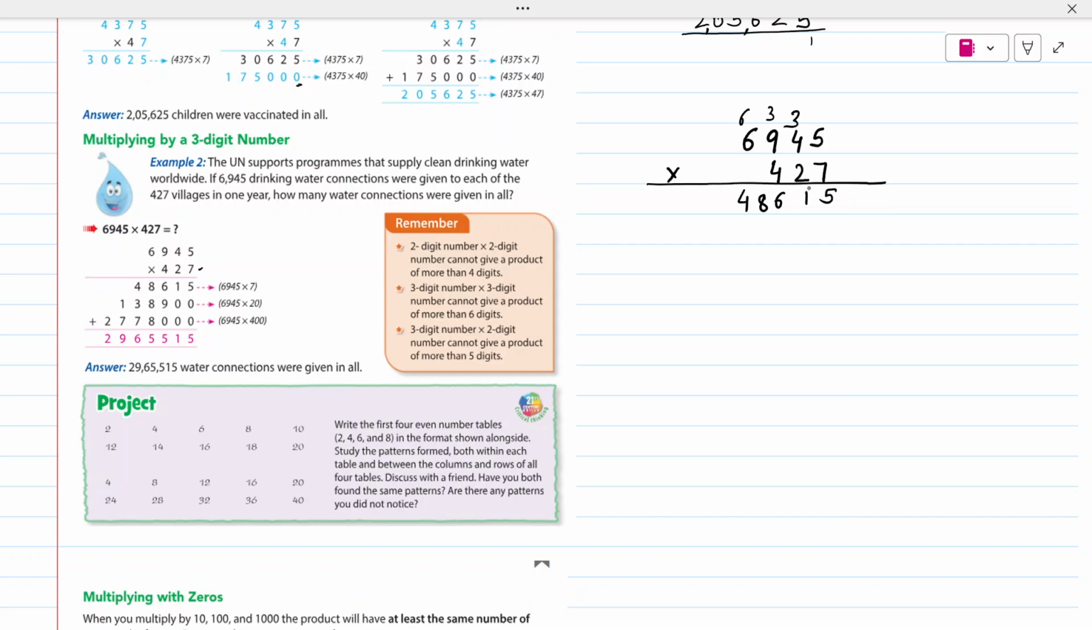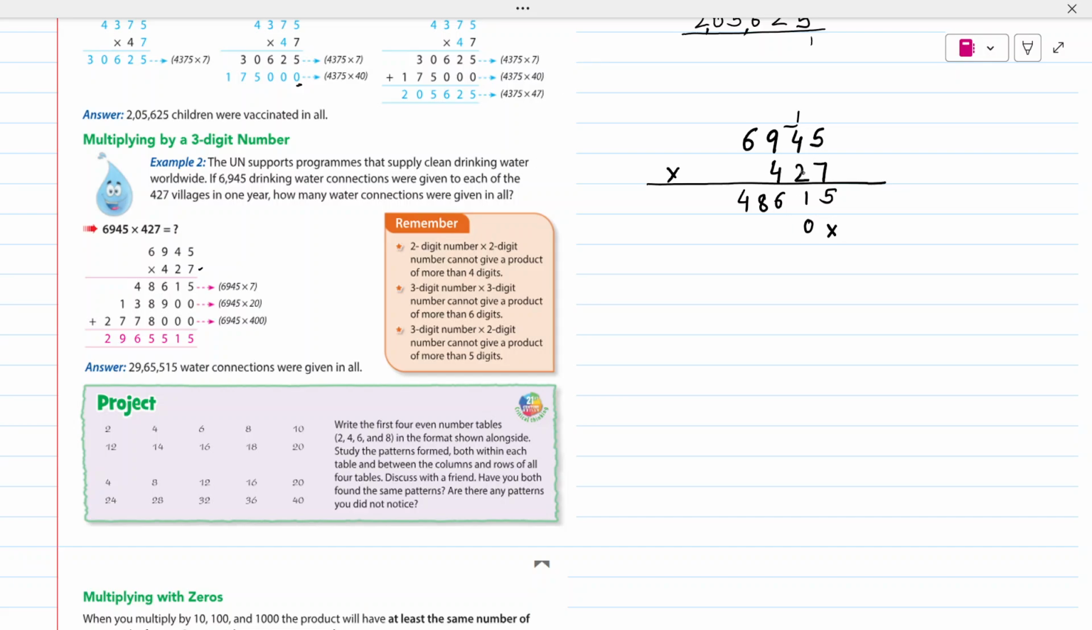Let's move to 2. So this is at tens place, so 1 cross here. Then 2 into 5 is 10, 0 here. Let me remove the upper numbers, otherwise they will create confusion. Okay. So 2 into 5 is 10, 0 here and 1 here.